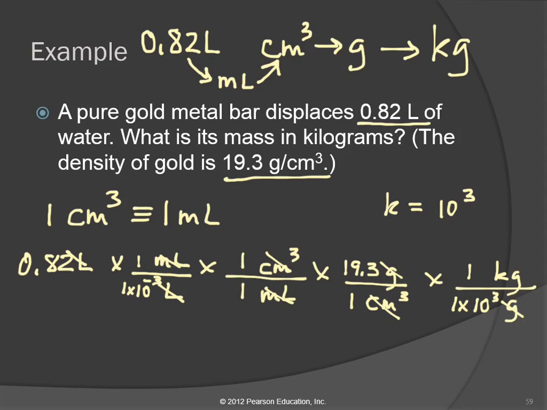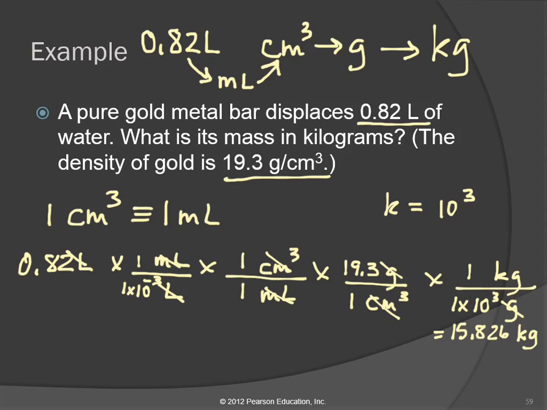Now we do the math. So 0.82 times the top, divide by the bottom. So this time I'll do the ones. Times 1 divided by 1 EE, change sign 3. Then it would be times 1 divided by 1 times 19.3 divided by 1 times 1 divided by 1 EE3 equals. And I'm coming up with a number of 15.826. And the unit that's left that's not crossed off is kilograms. Anybody else get that number? Did the math, wrote down the number.